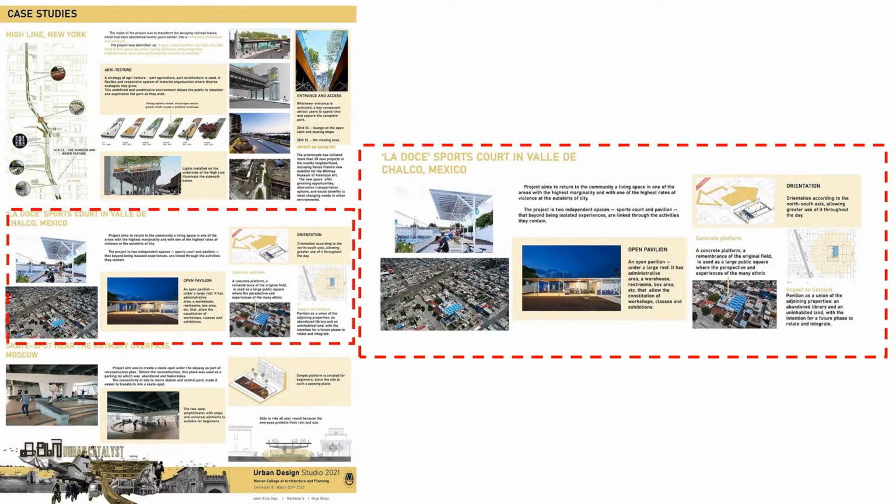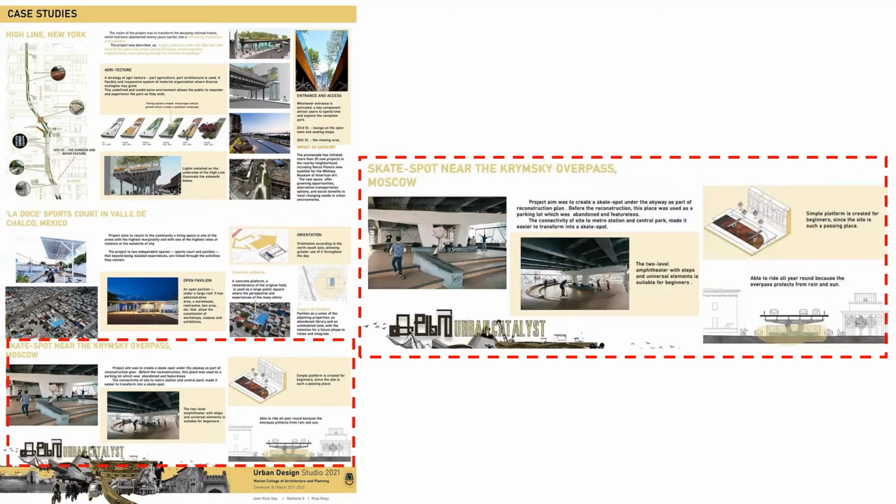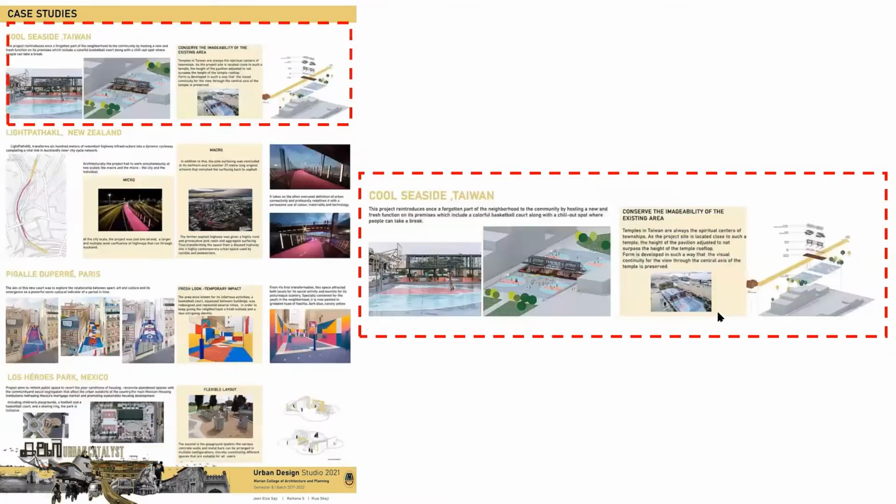Next is a skate spot located in Moscow. The project aims to reconstruct a parking lot area under a skyway which was abandoned and featureless, converting it into a skate spot. This also enhances the connectivity around, and the area is also well protected from climate problems and all, being under the overpass. Further, we looked into another sports court named Cool Seaside, Taiwan.